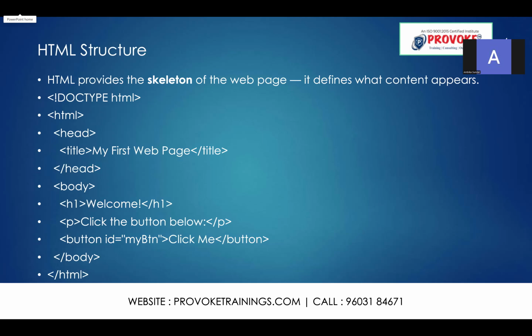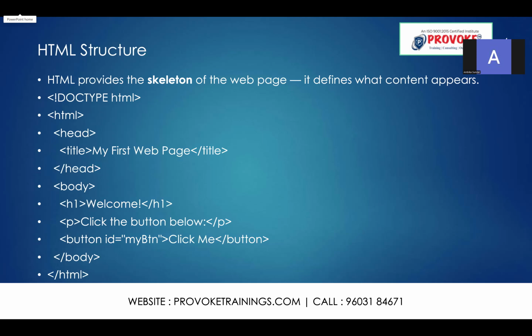It provides the skeleton of the web page. It defines what content appears. Doctype HTML, you are going to create an HTML document. HTML is a starting tag, then head. Inside the head, you will be providing the title, and inside the body, you are going to provide the header, paragraph, button, everything. So the doctype is an HTML page. Inside that, you are going to use the head tag, body tag, header 1, title, paragraph, button. These are the tags we are going to use.